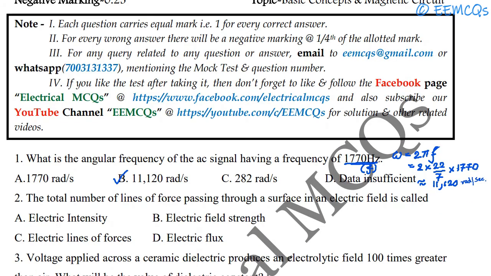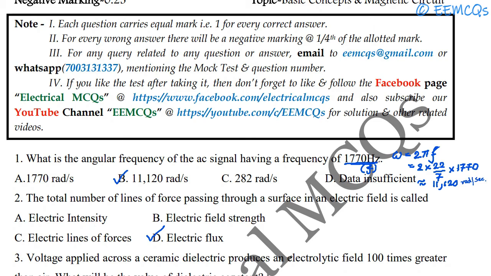Question number 2 is asking: the total number of lines of force passing through a surface in an electric field is called what? In an electric field, the number of field lines passing through a surface is basically the flux. As it is an electric field, here it will be electric flux. So option number D here will be the answer.